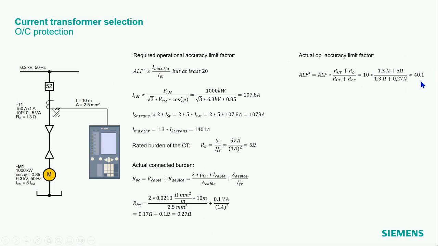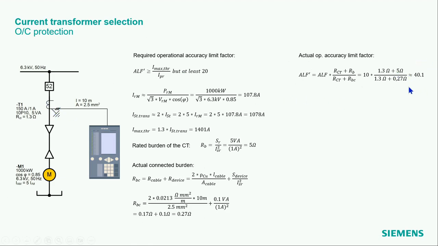What is the meaning of that? This ALF, which is this 10P10 here, means the second 10 here is important. At 10 times nominal current of this current transformer, this would be 1,500 amps, this current transformer can transmit a sine curve current without saturation. It's just starting with the saturation. And instead of the 10, now we have 40.